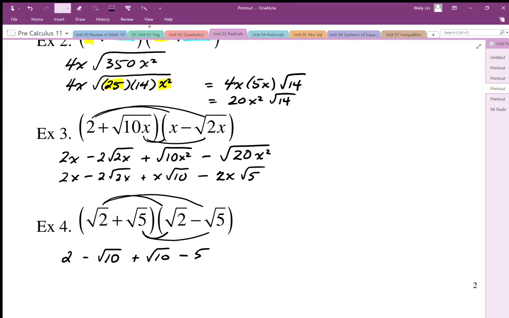And so the middle terms of these expressions always tend to cancel out. So when we have what we call a conjugate pair, the middle terms cancel, and then we end up with 2 minus 5, so we end up with negative 3.